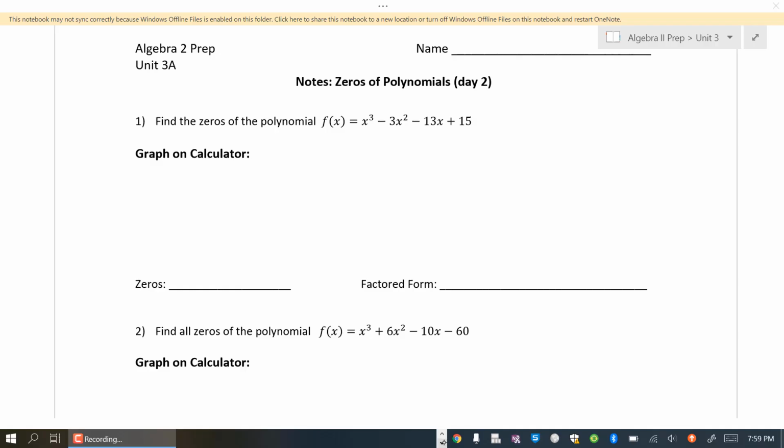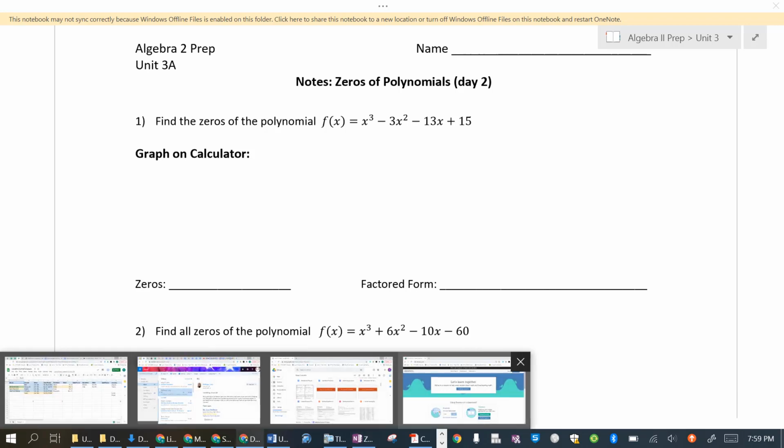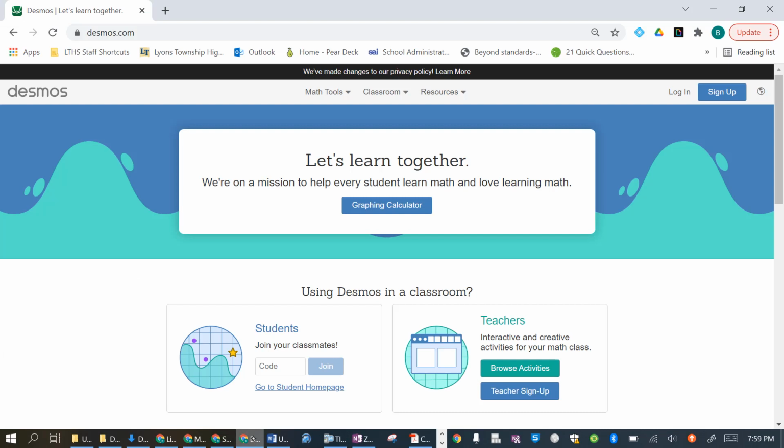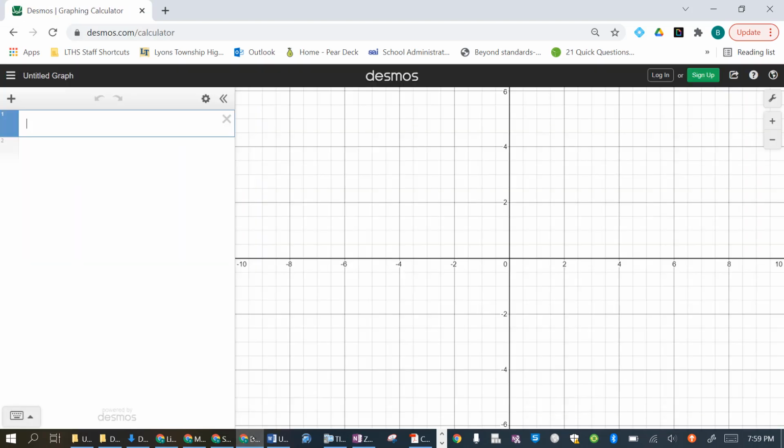In this video, we are going to go over how to find zeros of a polynomial, and we're going to use our graphing calculator to help us today. So first, we want to find the zeros of this polynomial on a graphing calculator. So I'm going to type this function into my graphing calculator, and in this case, I'm going to use Desmos. So I'm going to go to desmos.com. I'm going to click on graphing calculator, and I'm going to type in my function.